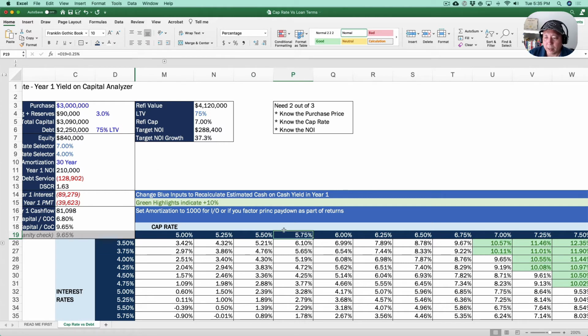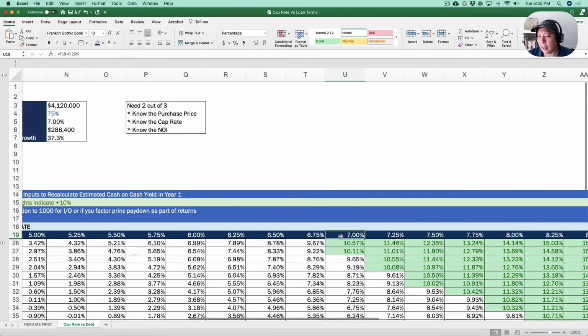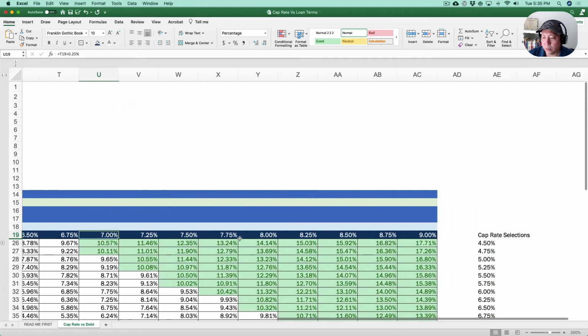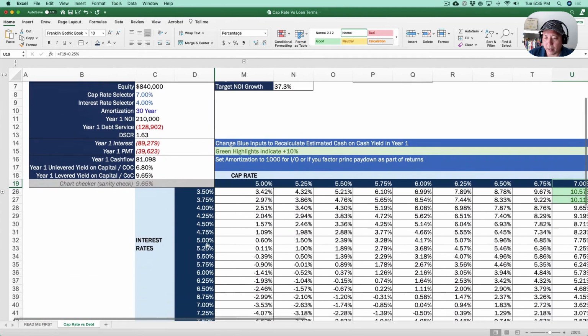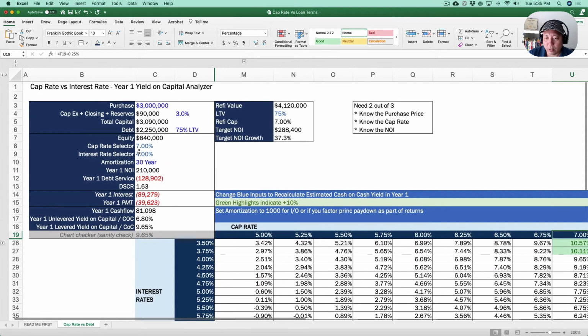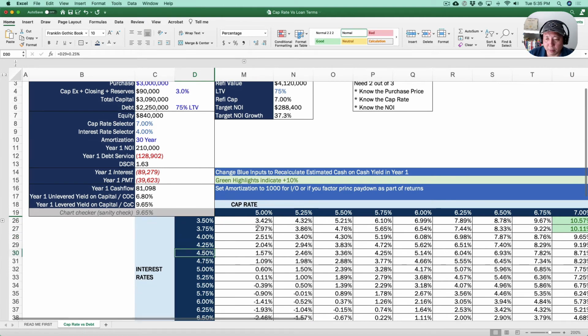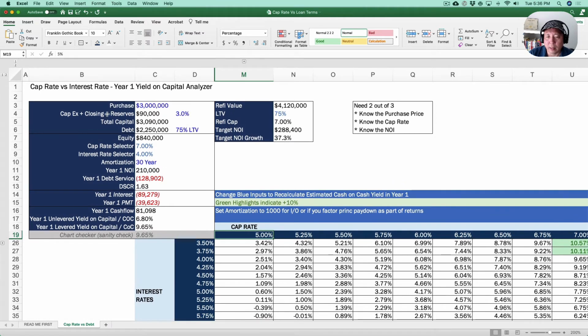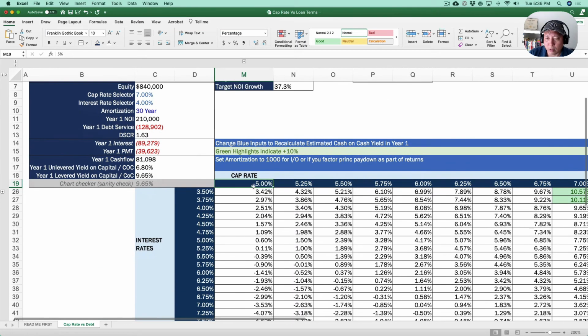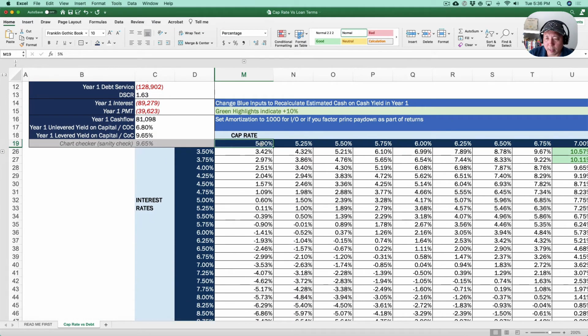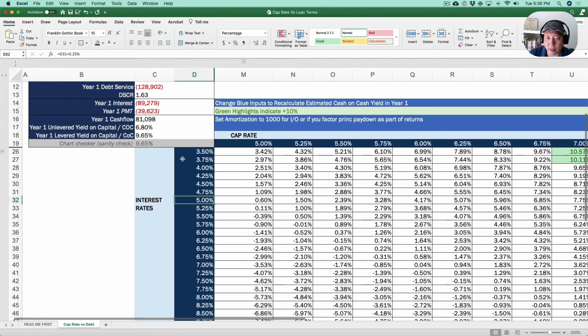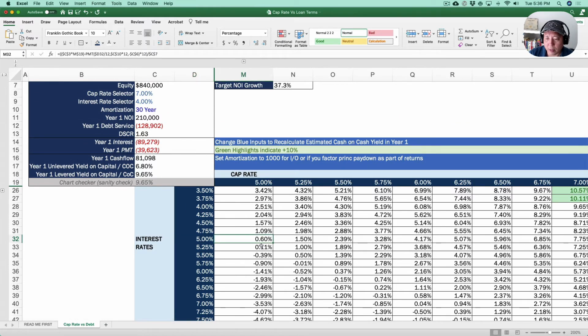If you're paying a 5.75% cap rate on this $3 million, or if you're paying a 7 cap on this $3 million, it will show you the relationship between the cap rate and the interest rate. So if the interest rate is 3.5, if it's 4%, if it's 4.5%, you can see. If you're buying something at a 5 cap for $3 million with 3% in closing costs, and you're getting a 5% interest rate on a 30-year amortization, then your cash on cash yield will be about 0.6% return.